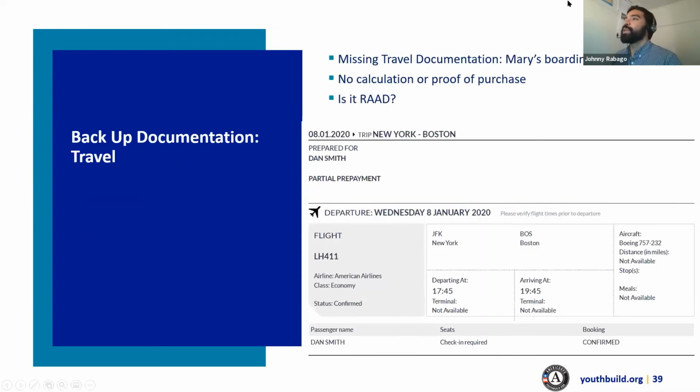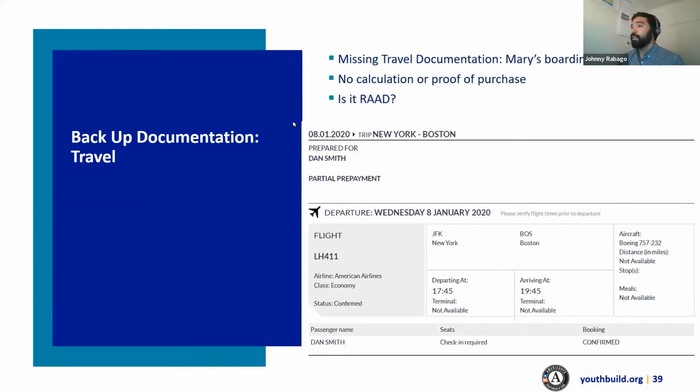All right, as some of you pointed out, missing documentation for boarding pass. So we have Dan's boarding pass. He's flying from New York to Boston for what I'm assuming is a conference. It looks like everything's there with the exception of the price. We don't know how much this flight cost. Notice that in the expense report, they're reporting $600.